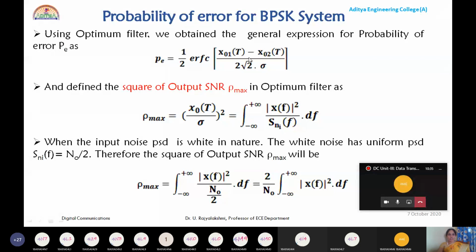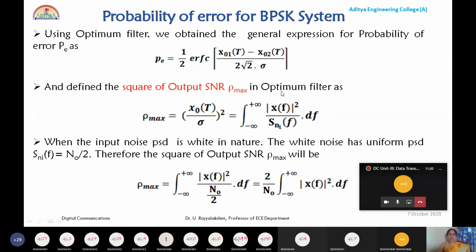Using the probability of error expression for the optimum filter, we already derived the expression and got half ERFC of (x01(t) minus x02(t)) divided by 2 root 2 sigma. Then we defined the square of output SNR, which is x01(t) minus x02(t) divided by sigma. We squared that factor and considered it as rho max. The suffix max represents that the rho value, which is the square of output SNR, should be maximized.